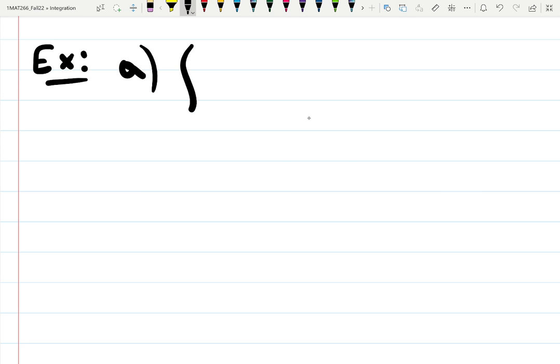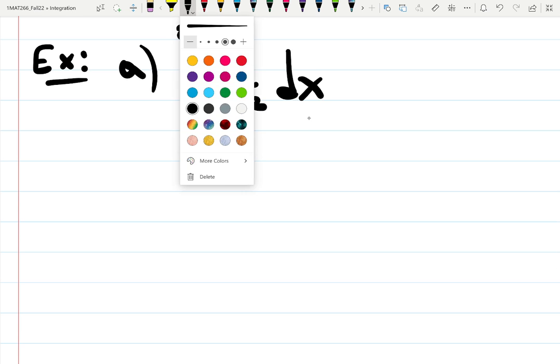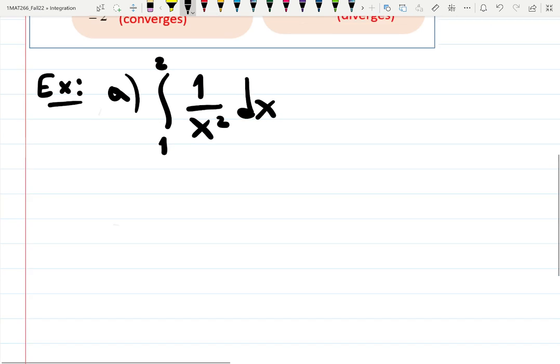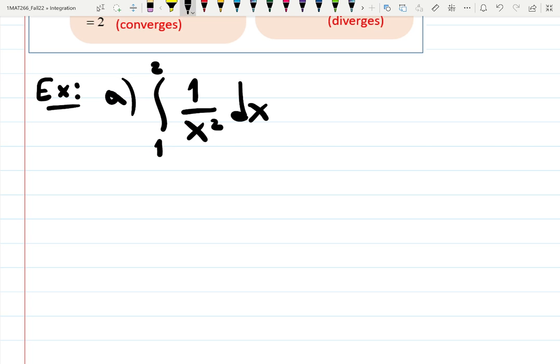Let's try to integrate from 1 to 2, 1 over x squared dx. That is something pretty straightforward. We had it before. How would you integrate that? X to the minus 2, so minus 2 plus 1, minus 1. The answer will be minus 1 over x. I'm skipping explaining that. I think you're already good at integrating.